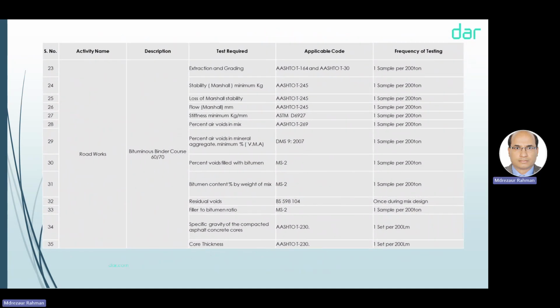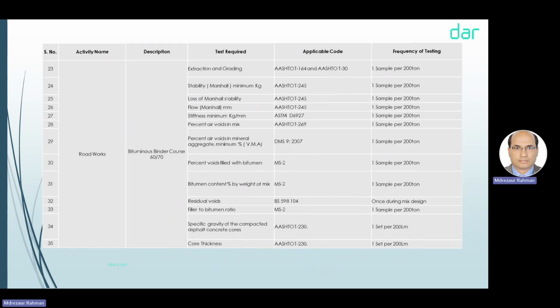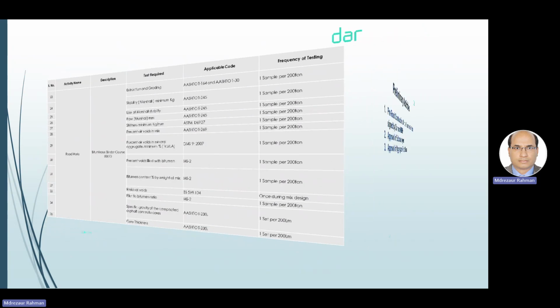Then this is the testing for the binder course. In our project, there is no base course and no wearing course. There is only a binder course of 7 centimeters. For this binder course, a plant trial will be done. During the plant trial, we have to take samples for this testing: extraction and grading, stability, loss of Marshall stability, and flow. If it is compliant, then we can consider the trial mix approved.